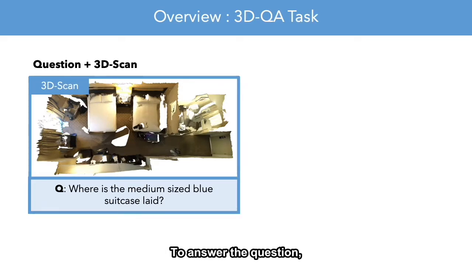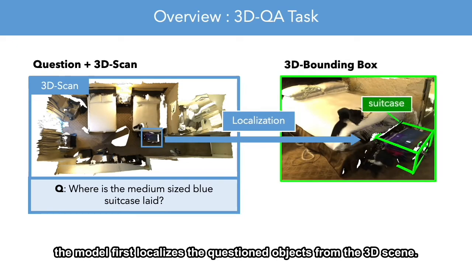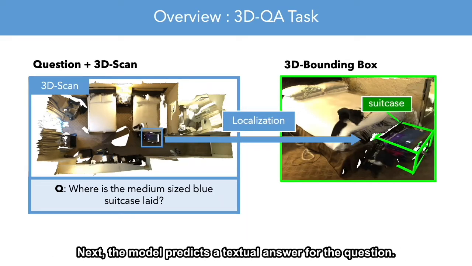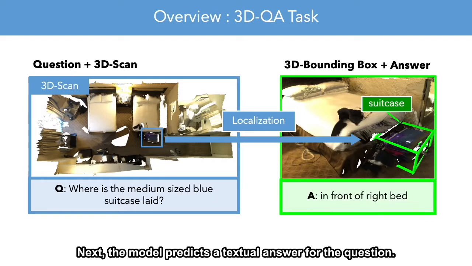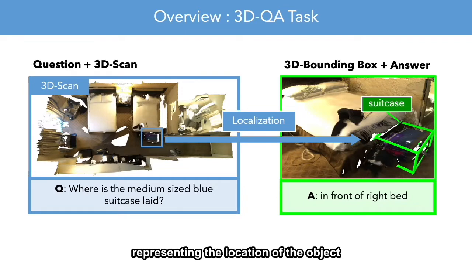To answer the question, the model first localizes the questioned objects from the 3D scene. Next, the model predicts a textual answer for the question. Thus, the model prediction is a 3D bounding box representing the location of the object and the answer to the question.